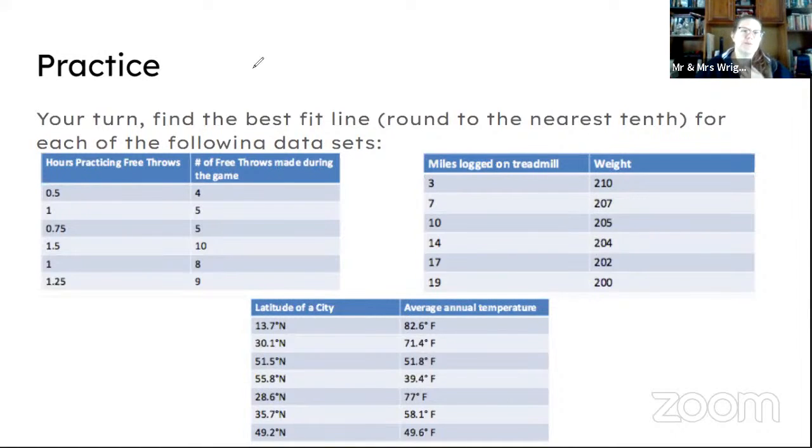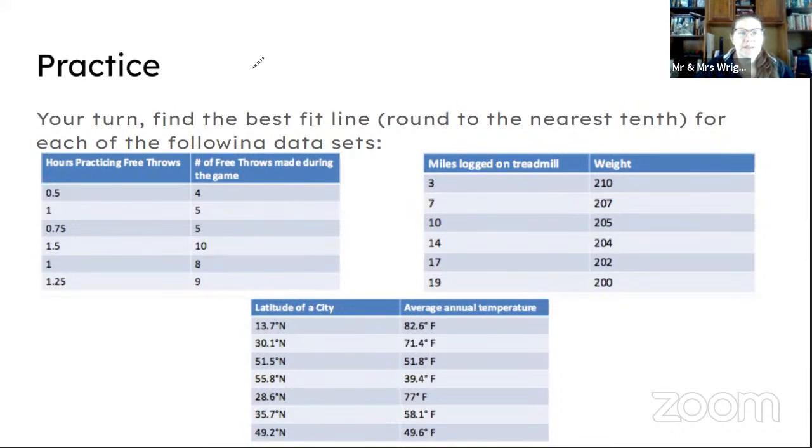All right, so I've got some practice for you. I want you to use that calculator that I showed you and input all of these data sets and get me the regression line or the best fit line for the data set. Okay, and I want you to round to the nearest 10th for each of the following. The calculator that I gave you rounds to the nearest 1,000th, but I want you to round to the nearest 10th. Okay. So go ahead and pause the video and get that done.